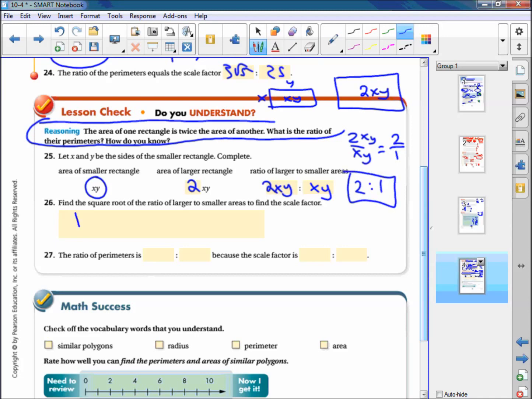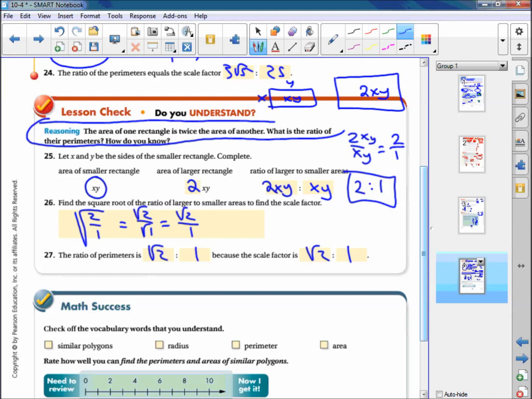All right, so find the square root of the ratio of the larger to the smaller areas to find the scale factor. All right, so we've got to do the square root of 2 over 1, which is the square root of 2 over the square root of 1, but the square root of 1 is just 1, so dividing by 1 doesn't change anything. So this ratio is the square root of 2 to 1, because we have to keep a bottom for a ratio. The scale factor in this case is root 2 to 1. So the perimeters have the same ratio as the scale factors. Remember, the areas have the ratio of the scale factors squared.